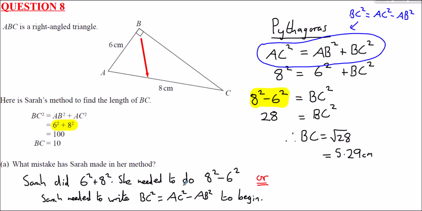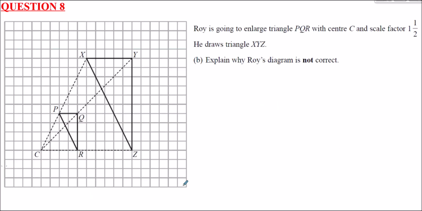It's trying to identify and explain a mistake to the examiner. So 8B, Roy's trying to enlarge triangle PQR with centre C and scale factor 1.5. He draws triangle X, Y, Z. Explain why his diagram's not correct. Well, there's a few ways of doing this. What I'd suggest we do is just to consider what the scale factor tells us.